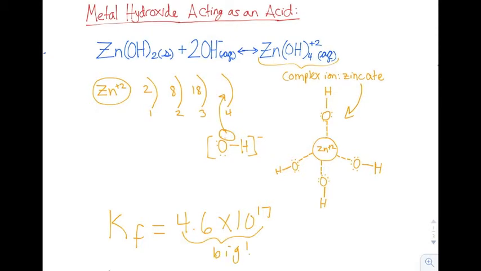Kf is the equilibrium constant for the complex ion formation. The larger the Kf value, the more stable the complex ion is, and the more soluble it is. With a more stable complex ion, more of it is formed from the reaction, which means that the reactants, in this case zinc hydroxide precipitate, decrease. Therefore, the formation of the complex ion zincate due to the addition of excess hydroxide increases the solubility of zinc hydroxide. We will now see what happens when we react zinc hydroxide with hydrochloric acid.